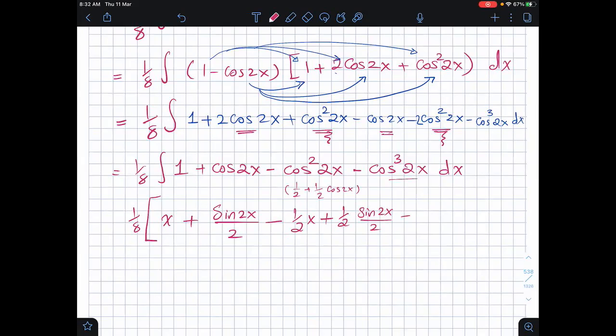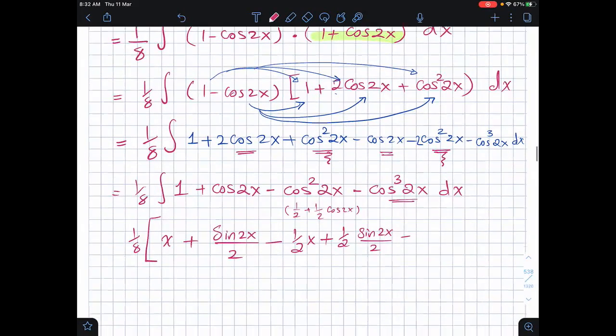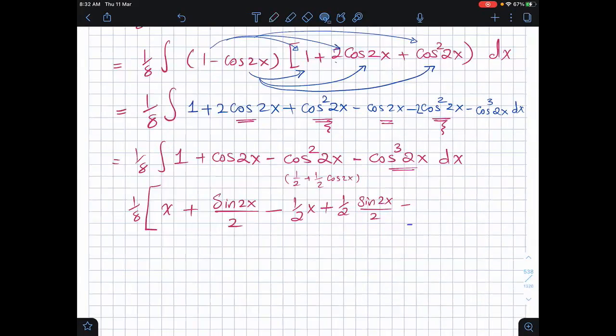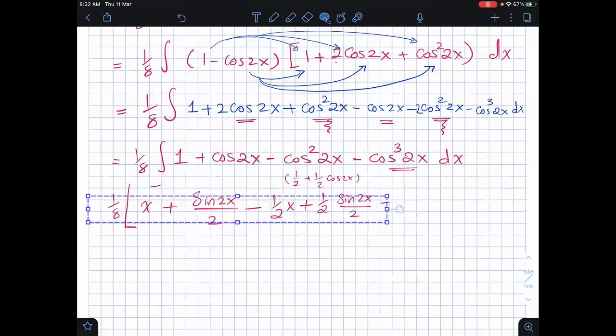Then this one, we can split it, cosine squared x. No, that way it becomes by parts. So use the rule here: 1 over n minus 1 cosine to the n minus 1 power.